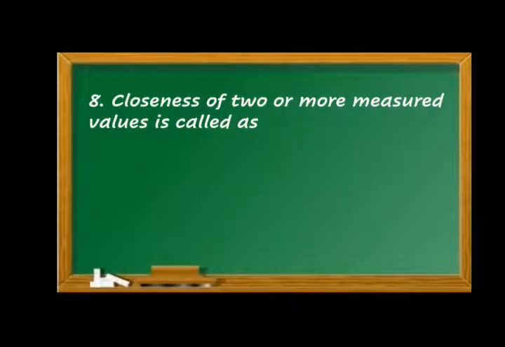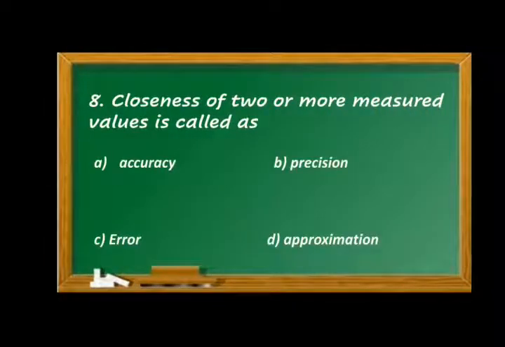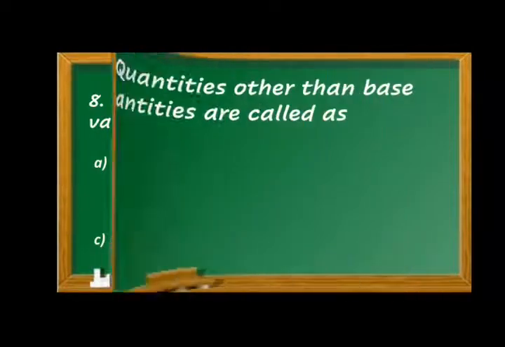Closeness of 2 or more measured values is called as accuracy, precision, error or approximation. It's absolutely correct, precision, because accuracy is the closeness of the measured value to the true value, and error is the difference between the measured value and the true value. Approximation is just giving a value which is near to the true value.